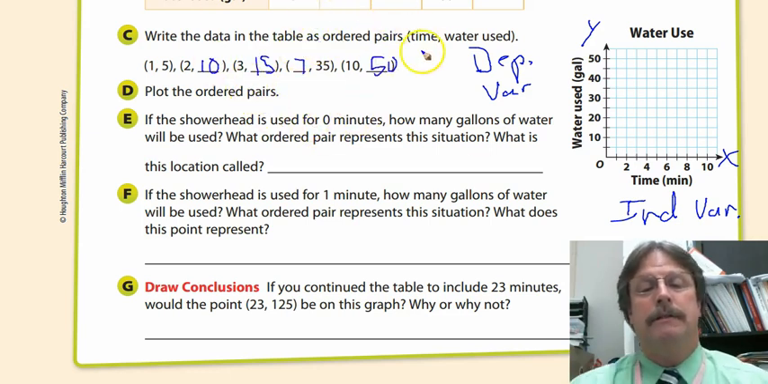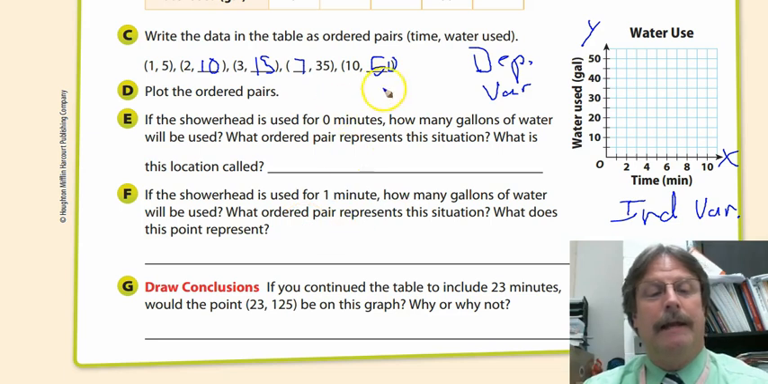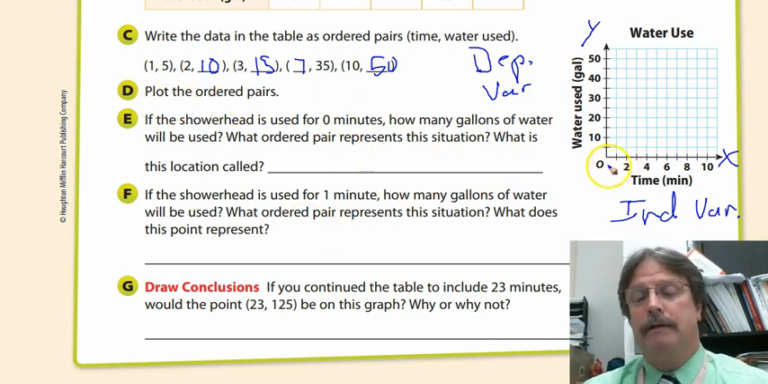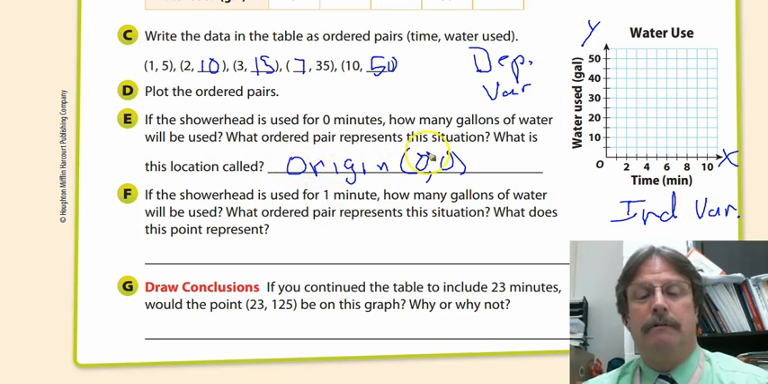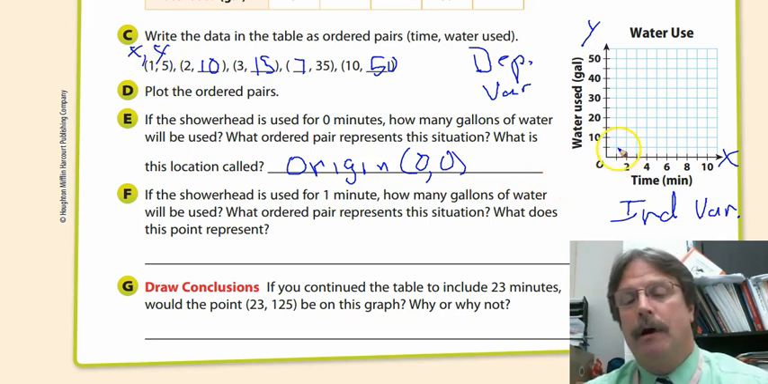To plot these points, or as they say here, plot the ordered pairs, I always start at the origin. The origin is always 0, 0: 0x, 0y. So I'm going to start here. I go over 1 on the x, because x is first, y is second, and then I go up 5. Notice my scale goes up by 5s here, and this scale goes up by 1. Then I plot a point.